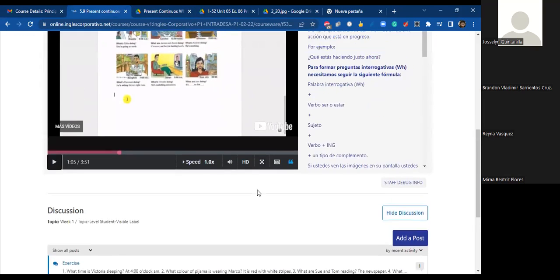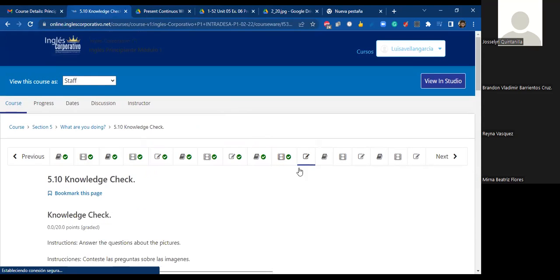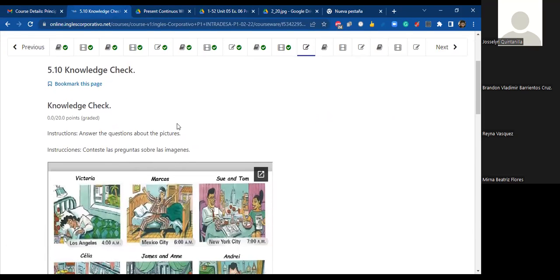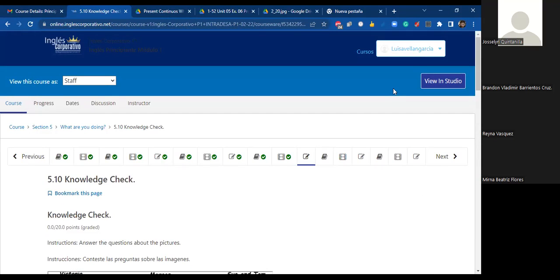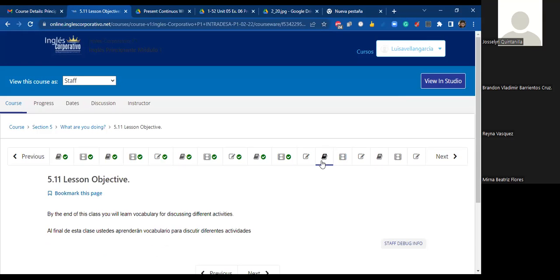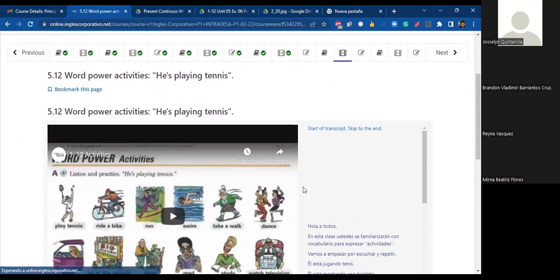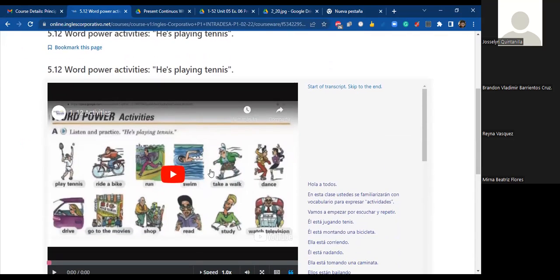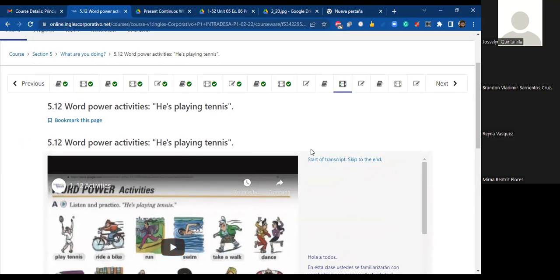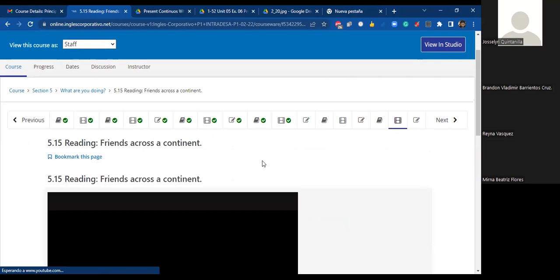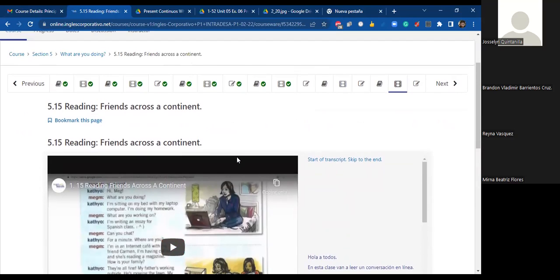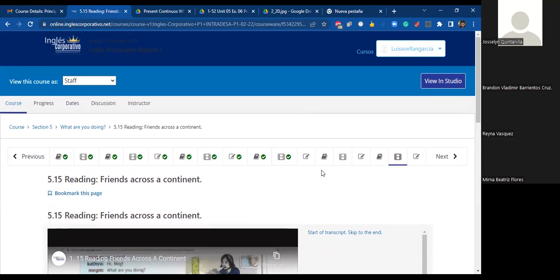Okay, we have this one. Well, tomorrow we're going to have the knowledge check. Vamos a revisar esto el día de mañana. Y luego tendríamos el video that he's playing tennis, word power activities. Ya nos va a hablar con deportes y juegos, okay? Vamos a hacer vocabulary for tomorrow. Y vamos a ver el video de Friends Across a Continent. Y el jueves vamos a hacer un pequeño repaso, preguntas que tengan, y vamos a darle una examinada al examen final.